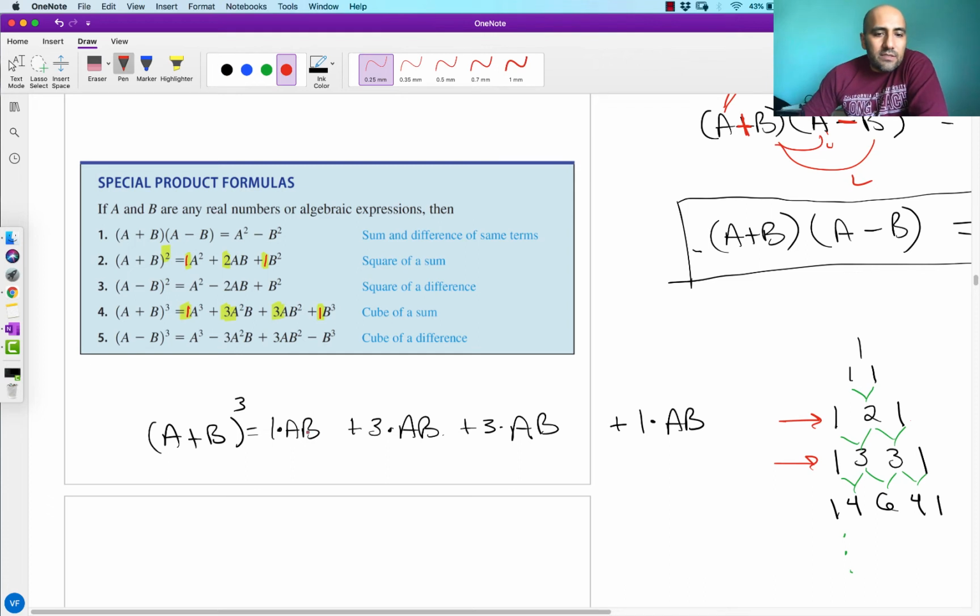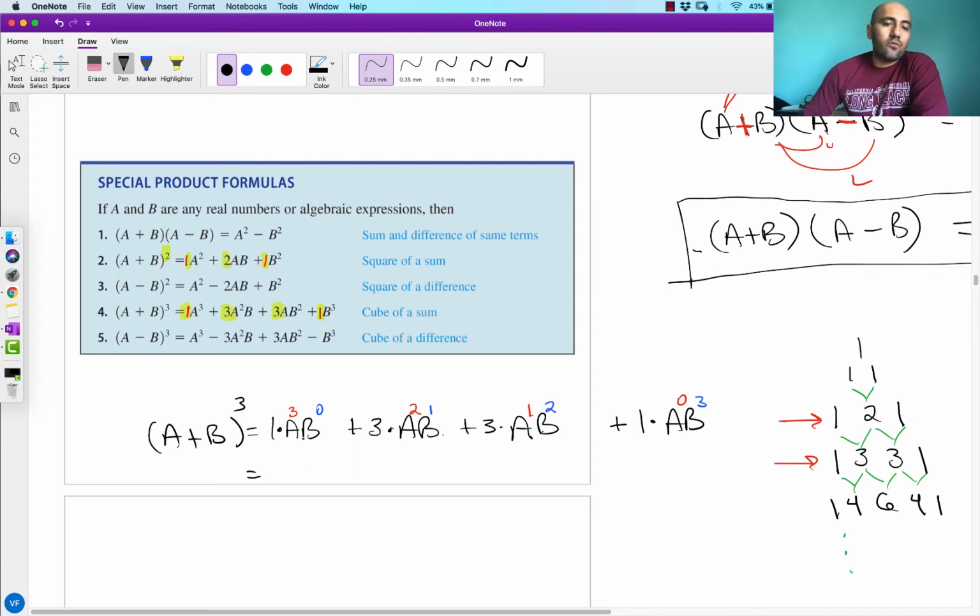Except there's going to be a countdown. Starting with the a, we're going to do 3, then 2, then 1, then 0, for the powers of a. And then we go backwards with the powers of b: 0, 1, 2, 3. We know we get our coefficients from this. And now we can simplify it a little bit.